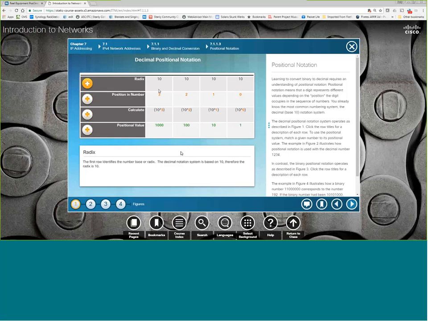But in our base 10 numbering system, the radix is 10, and then you have a position. So you have a ones position, a tens, a hundreds, and a thousands. If each one of those positions is filled in with one of the values for that position, which for base 10 is 0 to 9, you can get a decimal number.